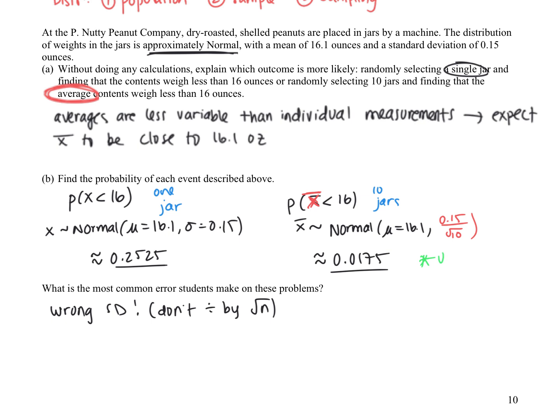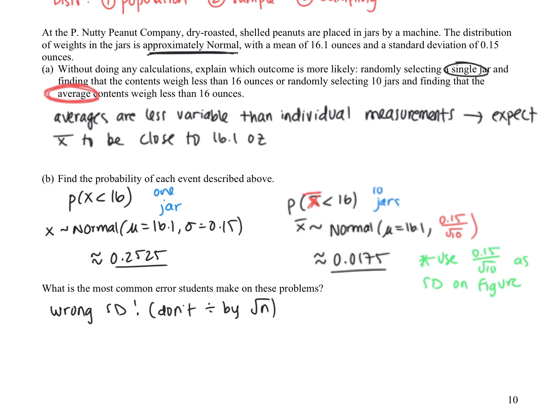So if we want to write ourselves a note, we would use that 0.15 divided by root 10 as the standard deviation on the figure. So it's really important that we note, or that we see, we're talking about a sample, and it'll say sample, and then it'll say average or mean.